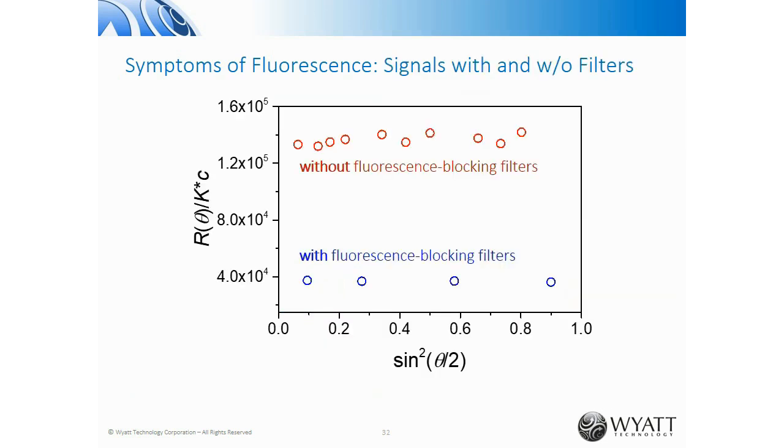And final evidence can be obtained by comparing the signals recorded by photodiodes that are covered with interference filters with the signals from photodiodes that are not covered by fluorescence filters. So if we can see such a strong difference between photodiodes covered with filters and photodiodes without filters, this is clear evidence of fluorescence.